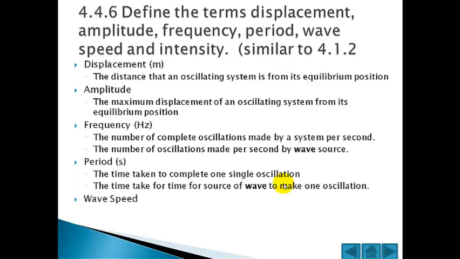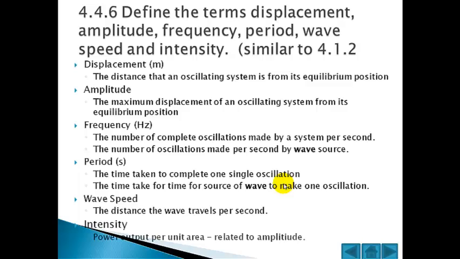The wave speed is the distance travelled by the wave per second. The intensity is basically the power output per unit area, and it's related to the amplitude, but not exactly. It's related to the amplitude squared.